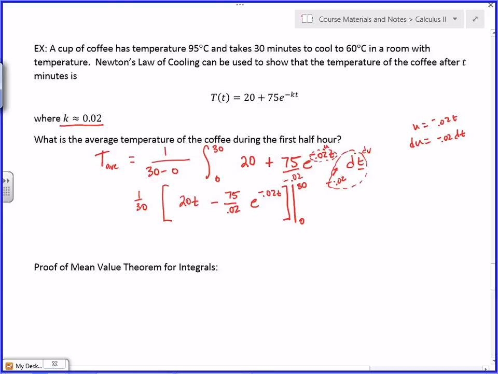When I substitute 30 and 0 back in and then plug it all into my calculator, I got 76.4 degrees Celsius. Okay, but there was a little bit of calculator work in here to get from plugging the 30 and the 0 in, subtracting.